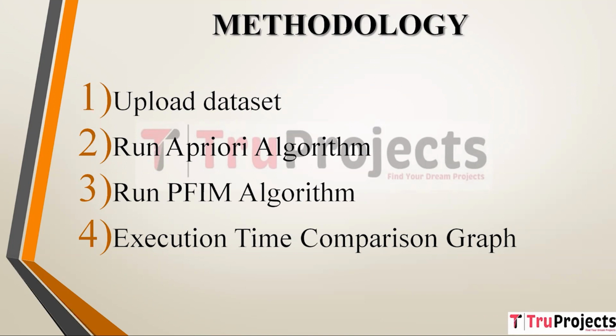To compare the execution times of the Apriori and PFIM algorithms, we can perform the following steps. Implement both algorithms or use existing libraries that provide their implementations. Load the dataset into memory. Run both algorithms on the dataset and record the execution time for each. Plot a graph that compares the execution times of the 2 algorithms. The x-axis represents different dataset sizes and the y-axis represents the execution time in seconds.